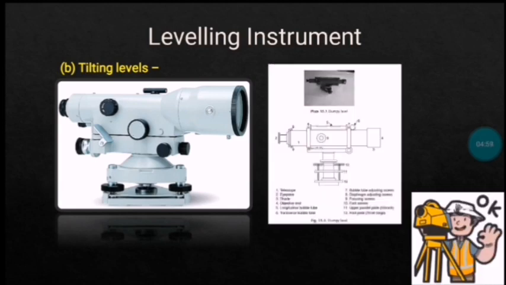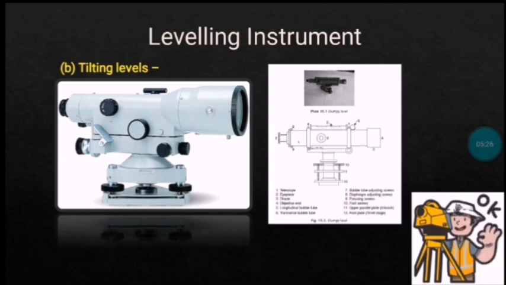So, what are the parts? Number 1, in the middle, is the telescope. Number 2 is the eyepiece. Number 3 is the shade. Then the object end, number 4. 5th is the longitudinal bubble tube.